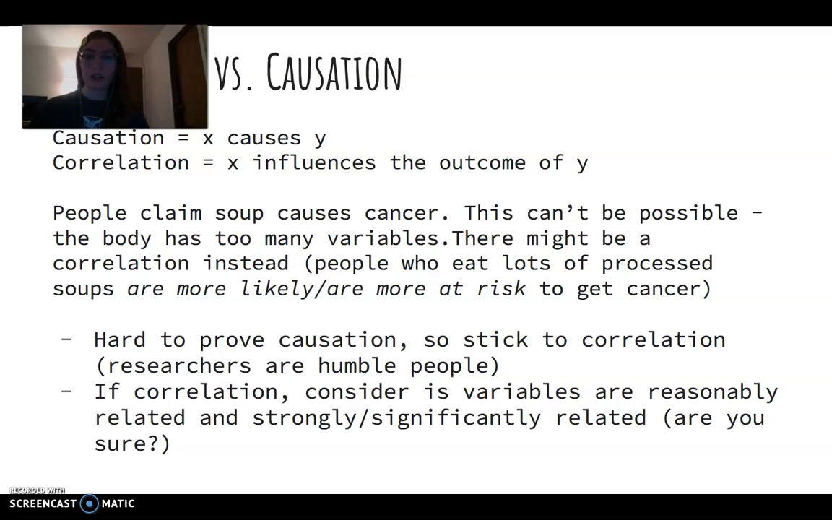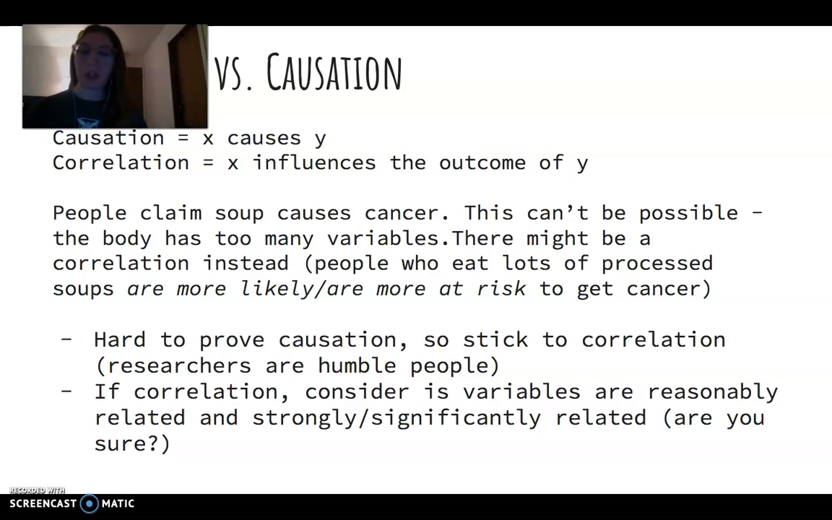Causation is the idea that X variable causes Y outcome, whereas correlation is the idea that X variable influences the outcome of Y. For example, people might claim that soup causes cancer. It sounds outrageous, right? It can't be possible. The reason it's not possible is because our body has too many variables. There's too many things going on in our body for soup to be the one thing that causes cancer. Instead, there might be a correlation, the idea that soup influences the outcome or the probability of cancer. So it'd be more accurate to say people who eat lots of processed soups are more likely or more at risk to get cancer. You can't say causes.